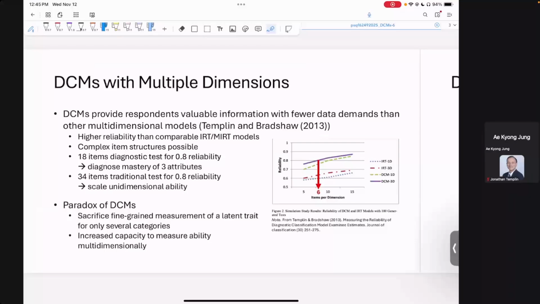But there is a paradox in the DCM. Even if it increases the capacity to measure multidimensional ability, we are sacrificing the fine-grained measurement of the latent trait for only several categories. It means in the IRT sense, we can give a very specific number like, oh, your ability is 3.689 or minus 1.246, something like that. But here, as I said, the latent traits are discrete, so we can give 0 or 1. We cannot give a very specific number. So that is the paradox of the DCM.